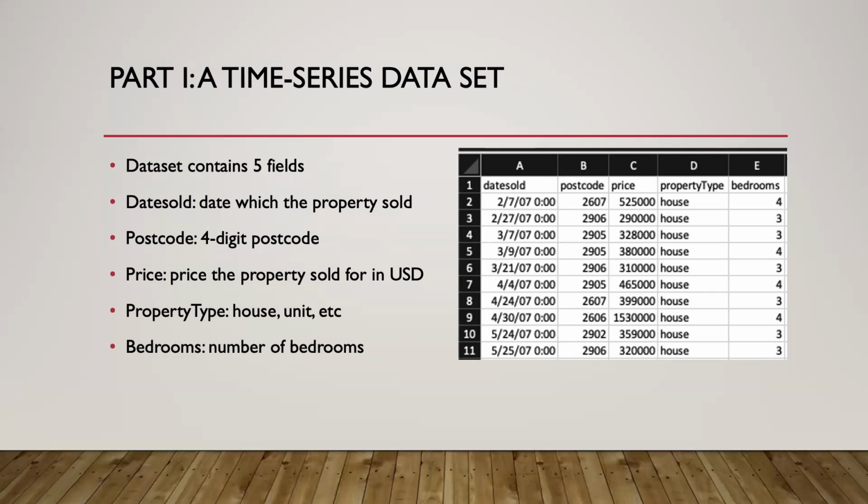The price, which is the price the property sold for in US dollars. The property type, which is house, unit, like apartment unit, etc. And the bedrooms, which are the number of bedrooms on the property. And so the price can vary by not only the date sold, which is the time series, but also the property type and the number of bedrooms, and possibly the postcode as well.